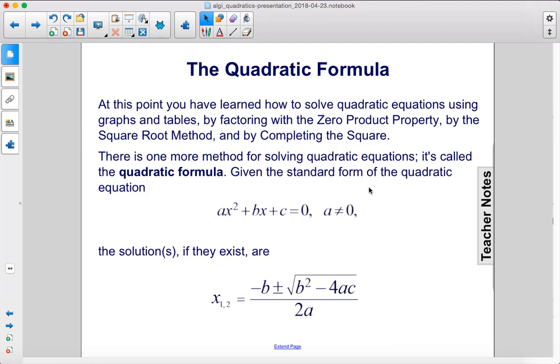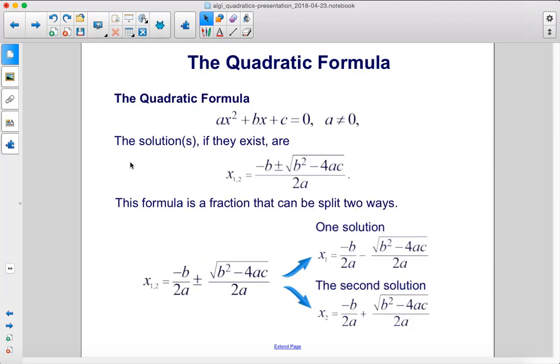Given the standard form of the quadratic equation ax squared plus bx plus c equals 0, where a does not equal 0, the solution or solutions, if they exist, are negative b plus or minus the square root of b squared minus 4ac over 2a. So the solutions to the quadratic equation, if they exist, are x1 and x2 equal negative b plus or minus the square root of b squared minus 4ac over 2a.